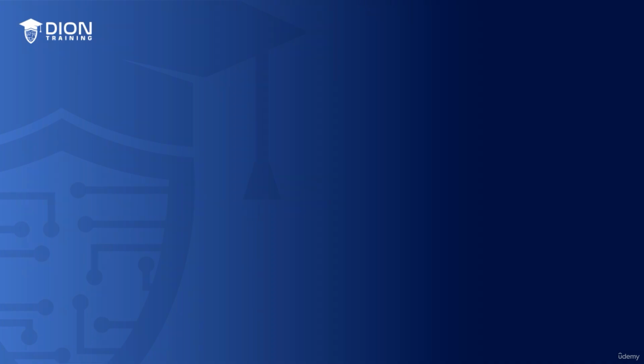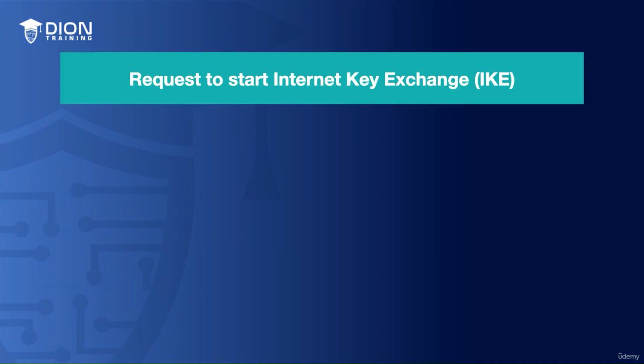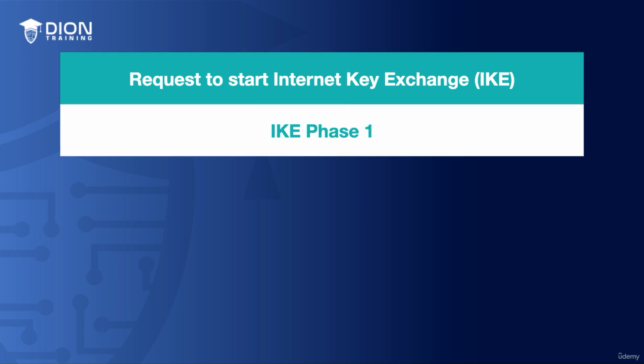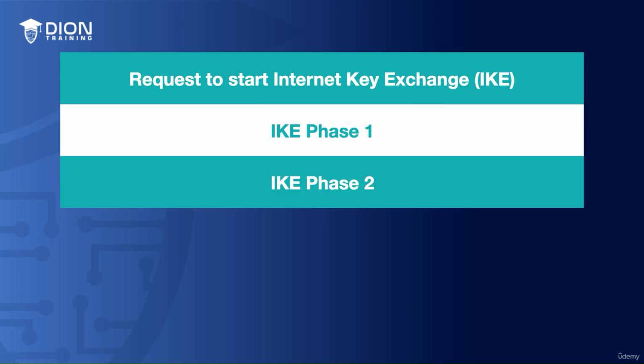Now, there are 5 main steps in the process of establishing and using a secure VPN tunnel when you're using IPsec. First, there's a request to start a key exchange. Second, IKE Phase 1 is going to authenticate the parties and establish a secure channel for negotiation. Third, IKE Phase 2 is going to negotiate the security association parameters and fully establish the secure tunnel.